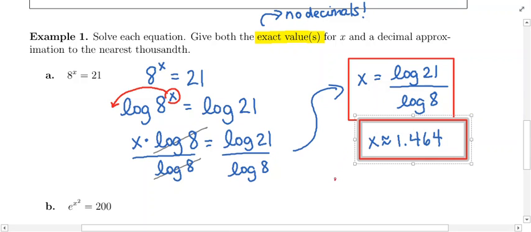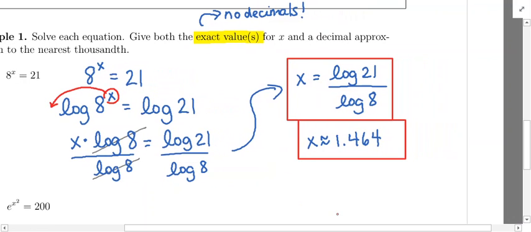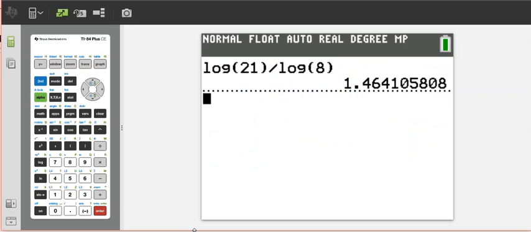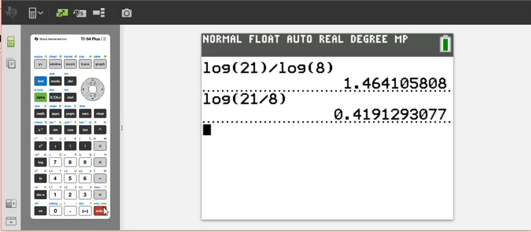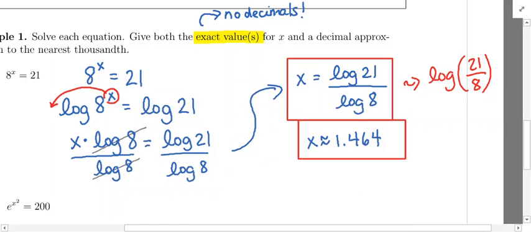Something I want to point out. Do not make the mistake if you see this. This is not the same thing as the log of 21 over 8. If you went to your calculator, log of 21 over 8 gives you a totally different answer. So don't do that. The answer is the log of 21 divided by the log of 8.